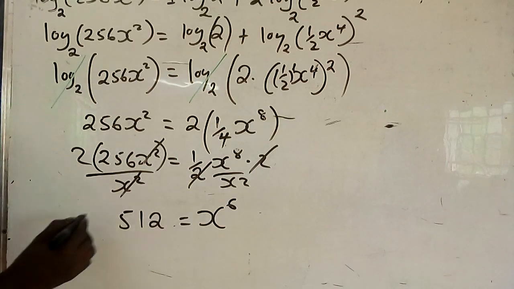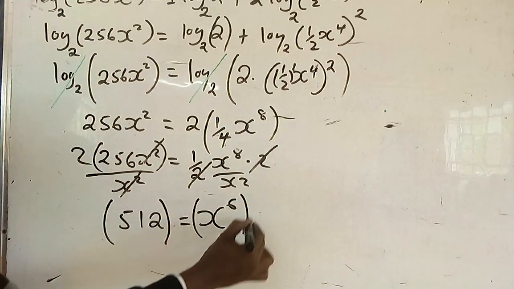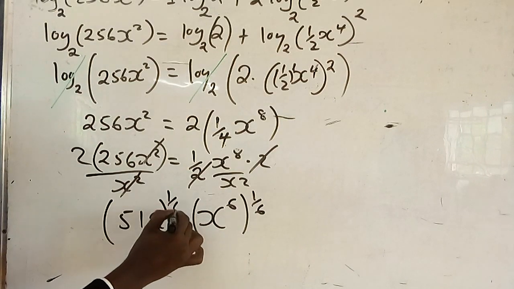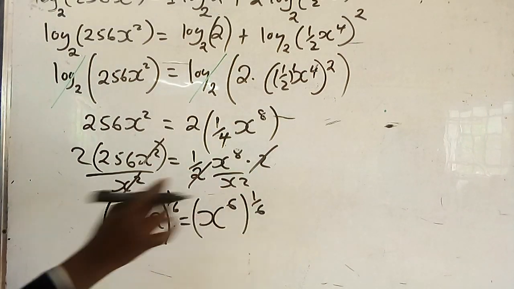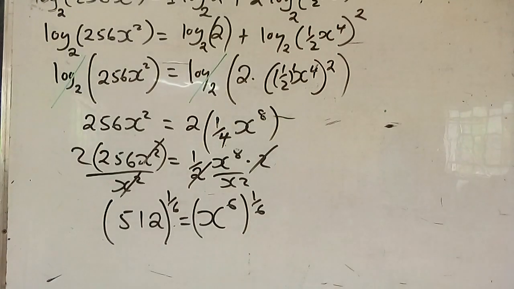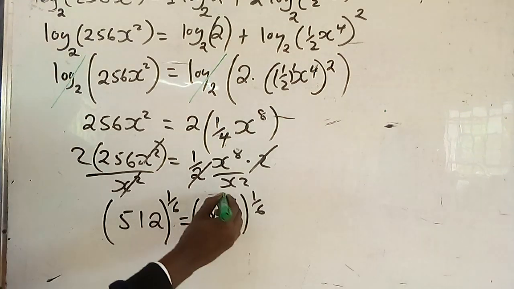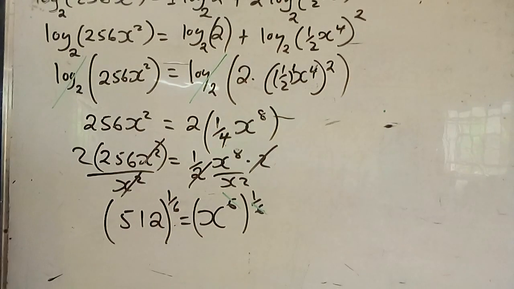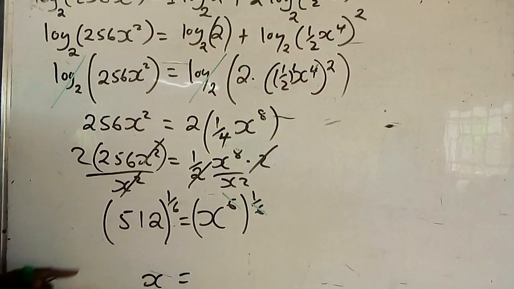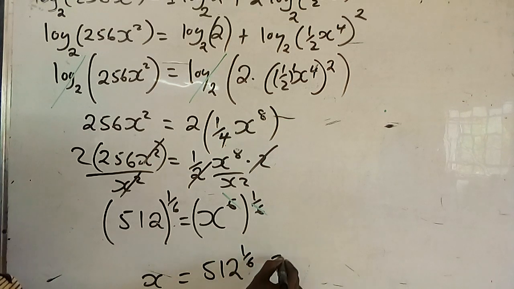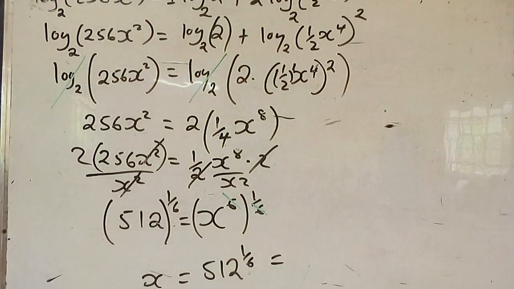So how do we get x? We raise both sides to power 1 over 6 to get rid of 6. A power outside times the power inside, isn't it? So 1 over 6 times 6, you remain with x. You remain with x to be 512 raised to power 1 over 6.